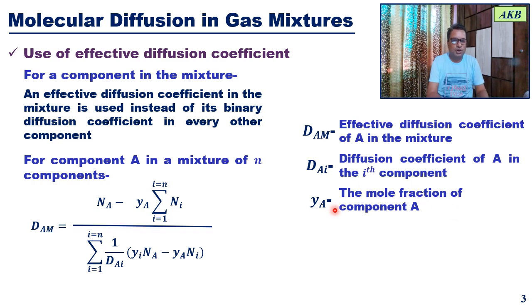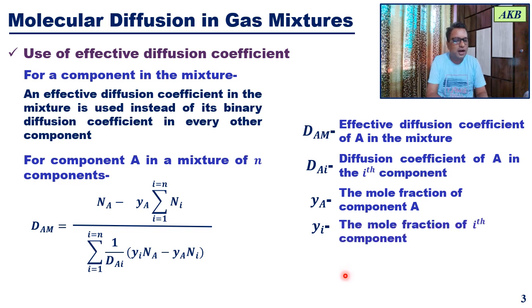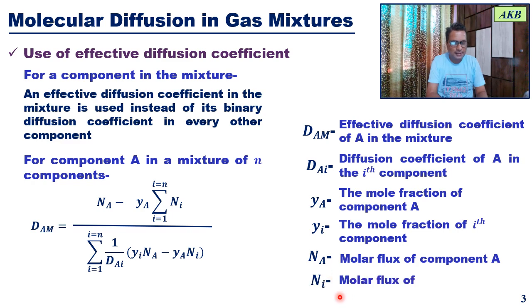You know what is mole fraction. So mole fraction of A in the mixture we are going to denote by Ya. Then Yi, you can easily tell, is the mole fraction of the ith component other than A. Then Na is the molar flux of A, and Ni is the molar flux of the ith component. So this is N type of molar flux.